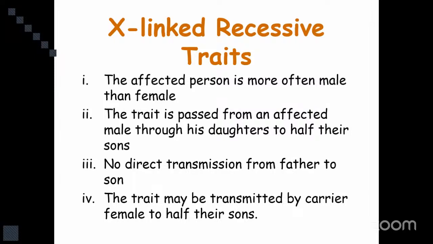Then in the case of X-linked recessive, remember autosomal recessive, autosomal dominant, then X-linked dominant, now X-linked recessive. The affected person is more often male than female. The trait is passed from an affected male through his daughters to half of their sons. This is very simple to see. Remember the skipping of generation that we talked about. There is no direct transmission from father to son because the father does not transmit the X chromosome to sons. Or the trait may be transmitted by a carrier female to half of her sons, like we have seen.